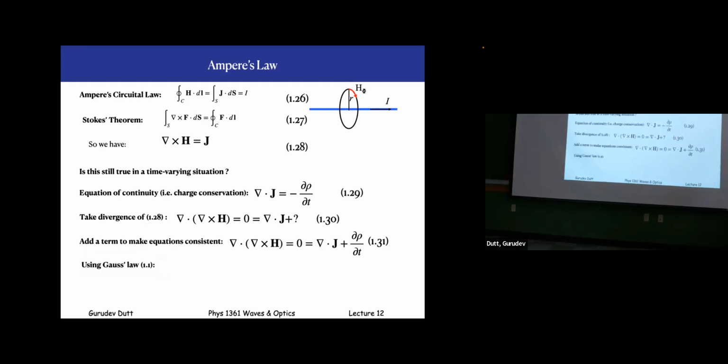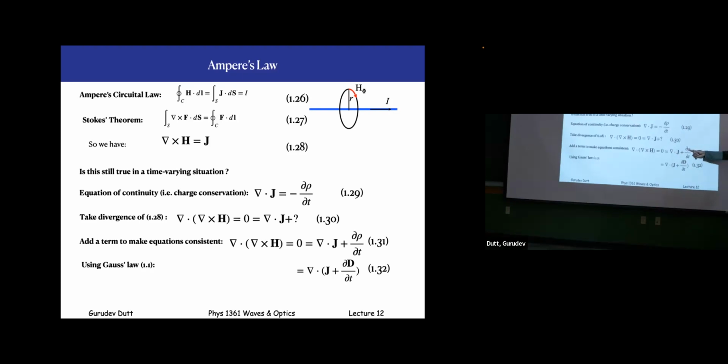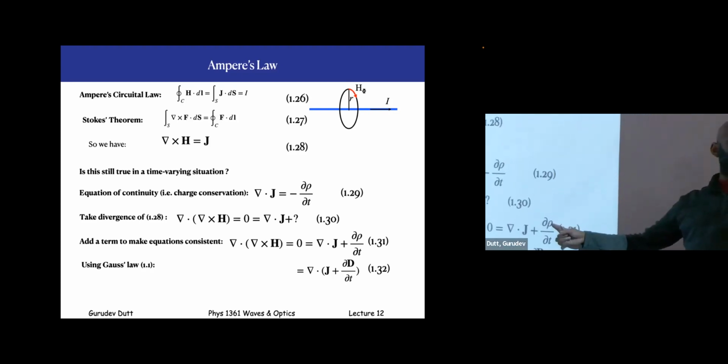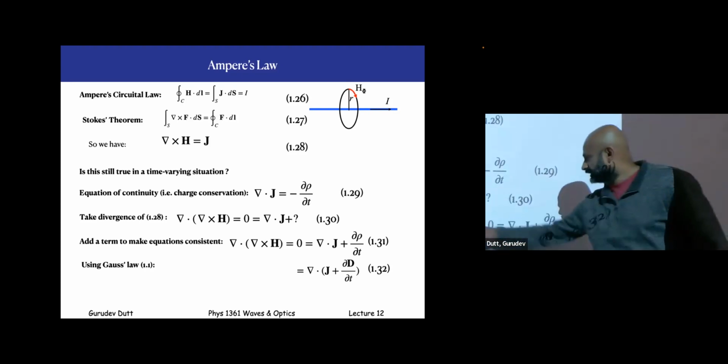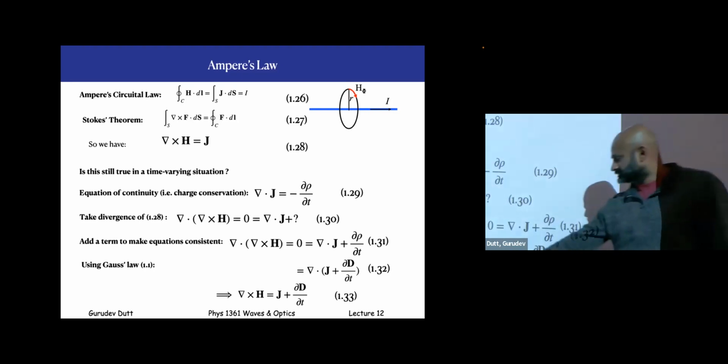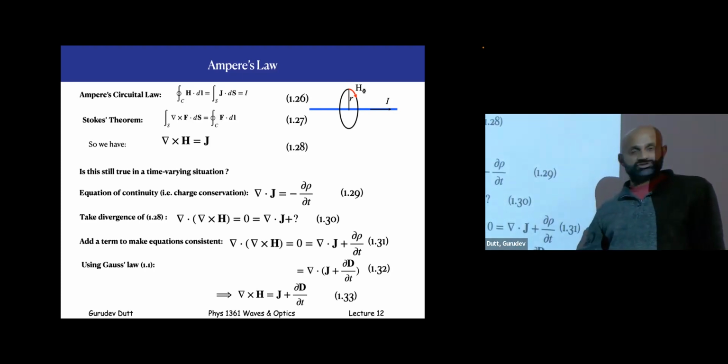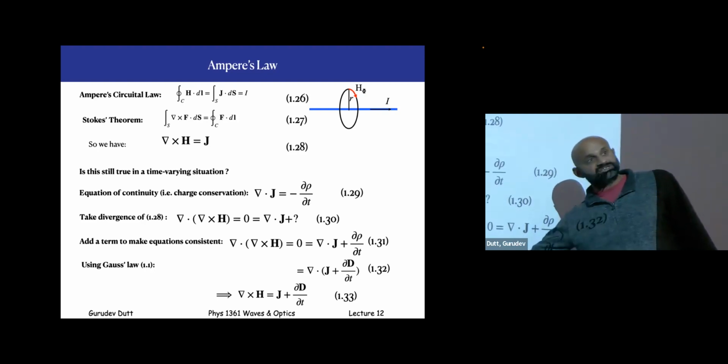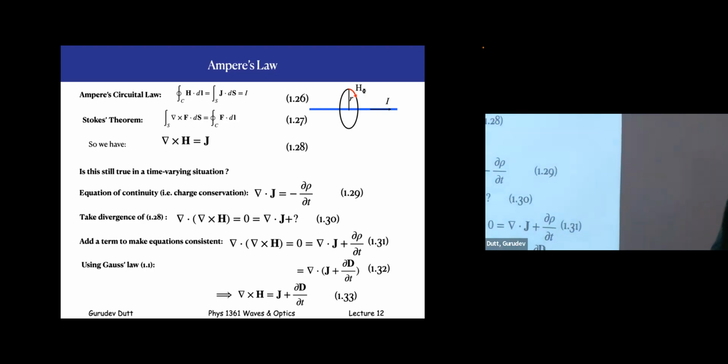So we have, therefore, del cross H. And now we can use Gauss's law. We can write del dot J plus ∂ρ/∂t, where ρ is simply del dot D from Gauss's law. So this entire thing can be written as del dot J plus ∂D/∂t. And so, to equate these two sides, we must have del cross H is J plus ∂D/∂t, which says that a changing electric field, remember D is just the electric displacement, must also give rise to a circulating magnetic field.